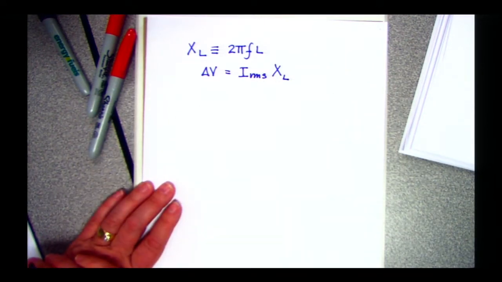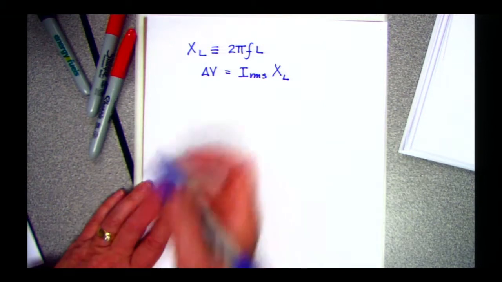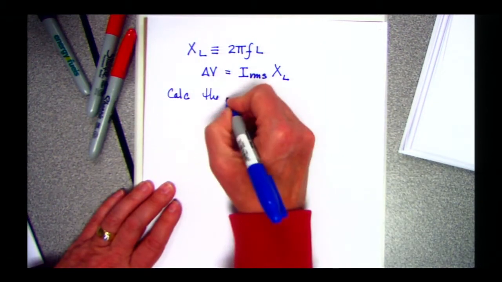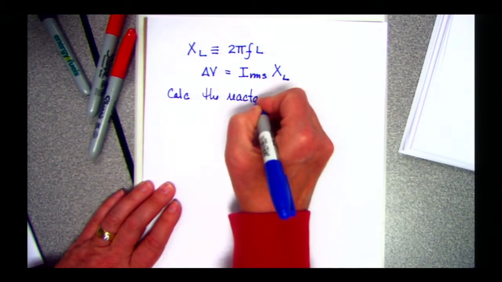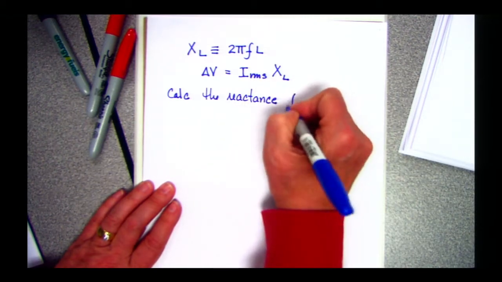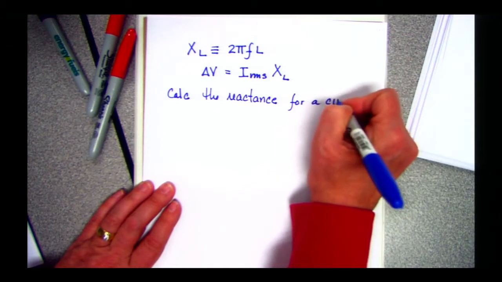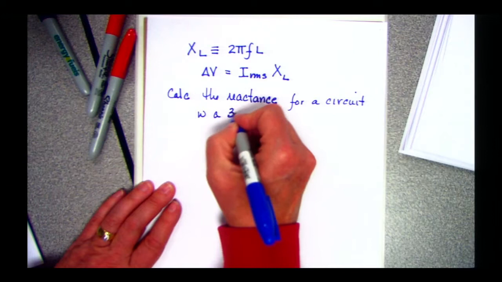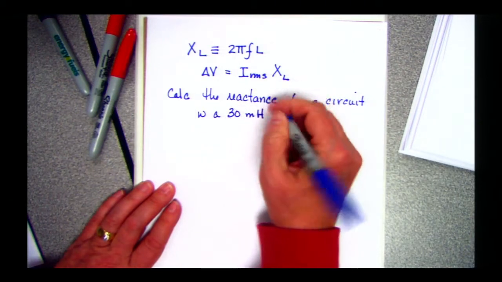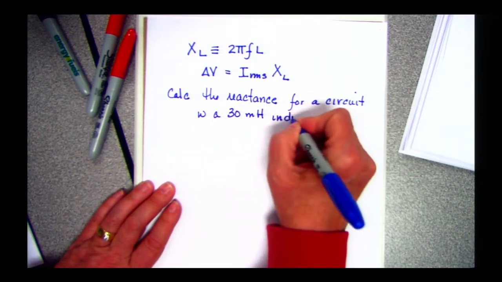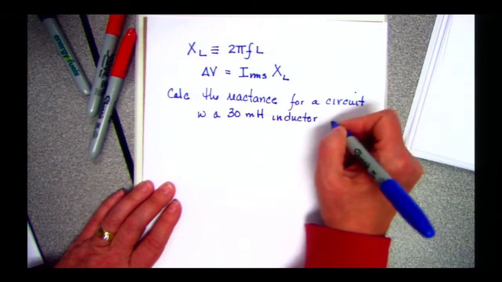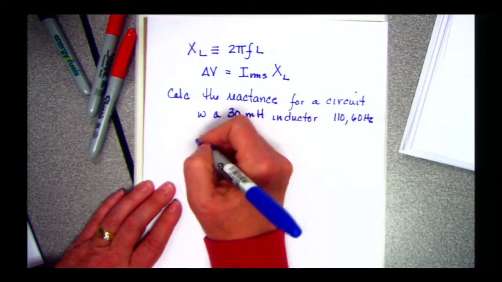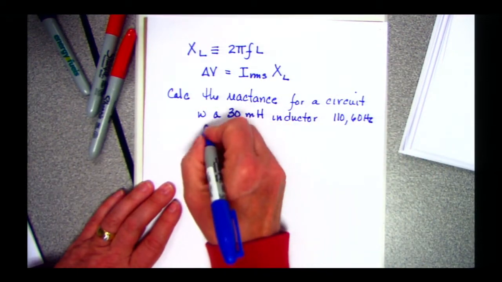and I get an equation that looks like that. So we can do a problem just like we've done the last two. I can calculate the reactance for a circuit with a 30 millihenry inductor. And we're at a 110, 60 hertz circuit. And we want to calculate the current.